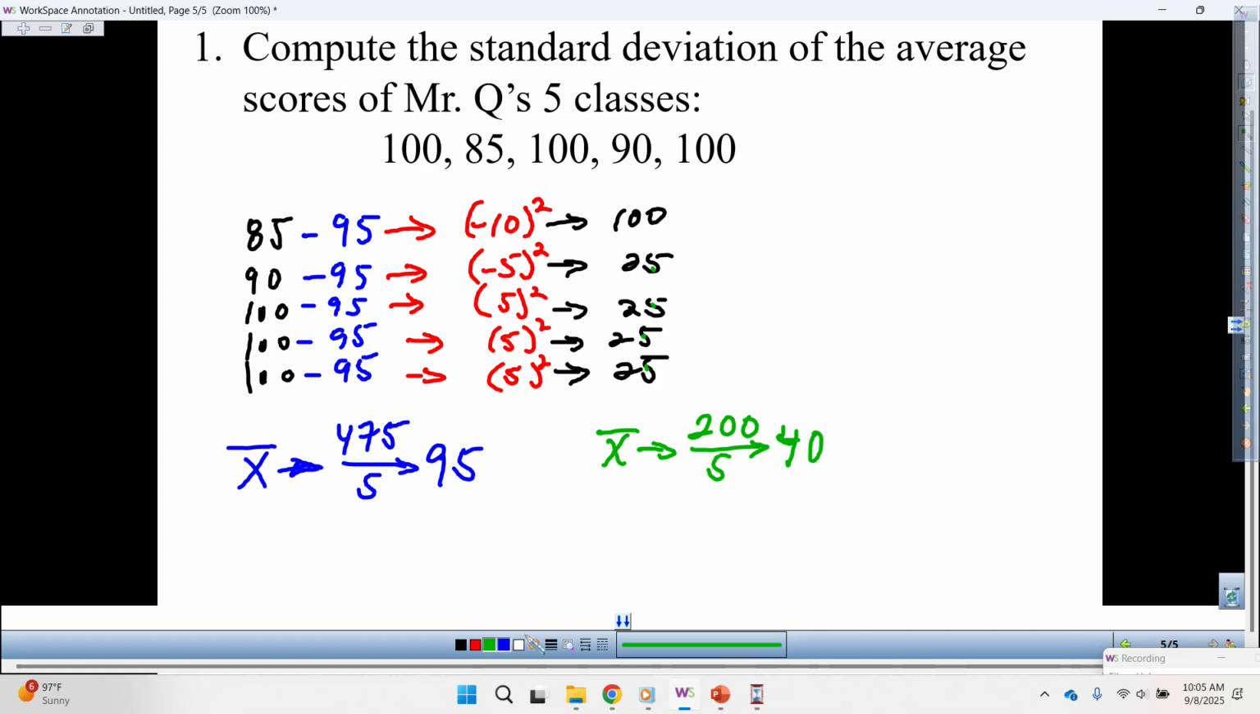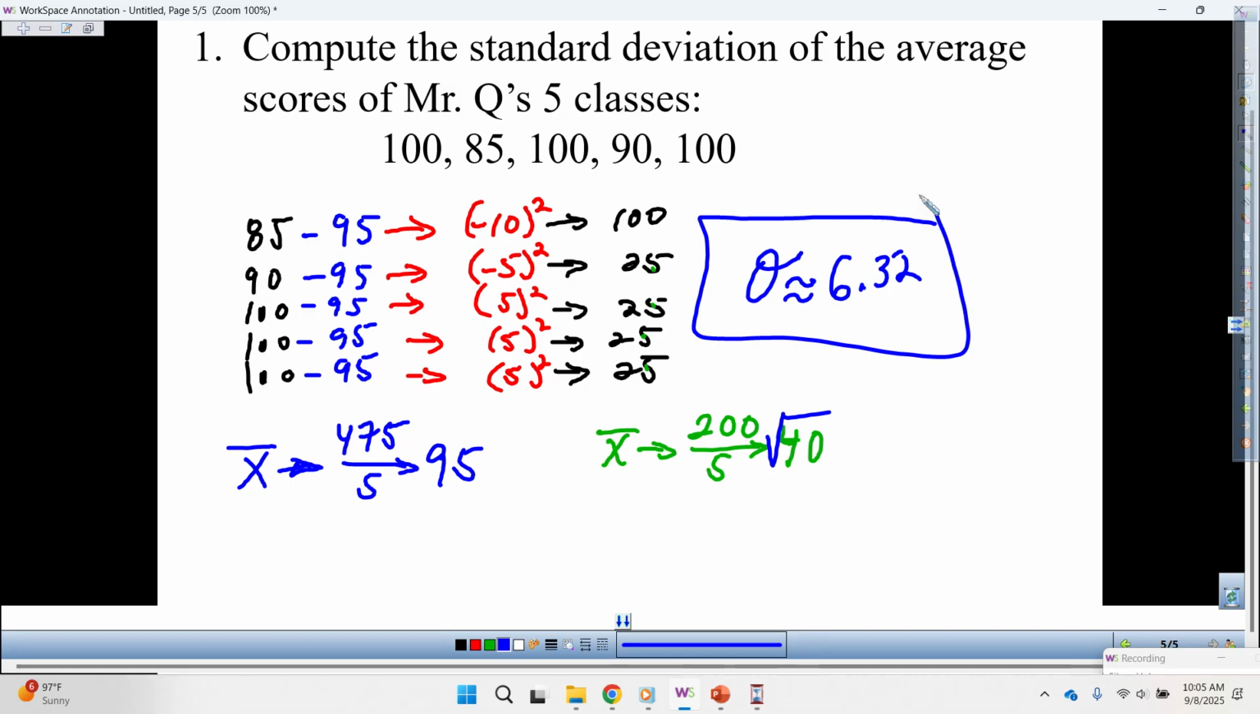And are we done? No, at the end we need to find our sigma or our standard deviation. So what is 40? Take the square root of 40. Calculators. 6.32 approximately. All right? How are we doing with that process? A little bit better, yes? Because this is going to be our bread and butter all year. So make sure you get acquainted with the process.